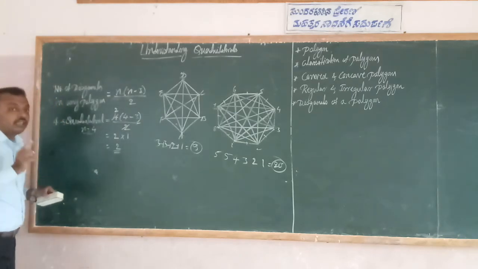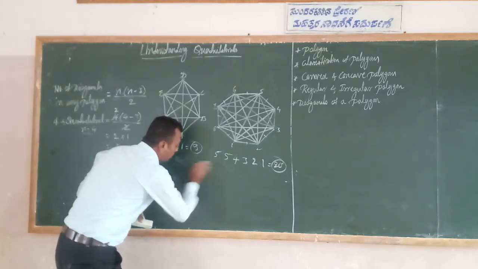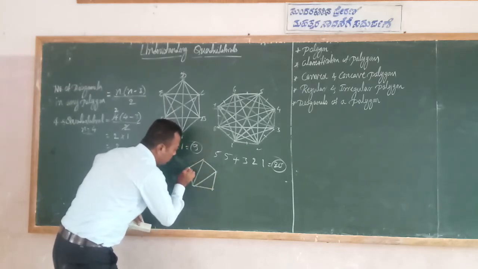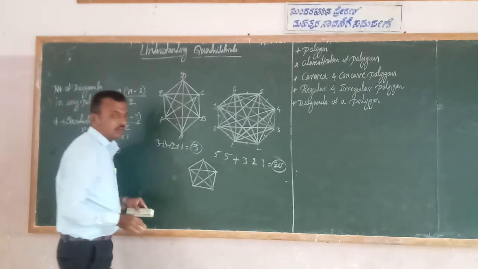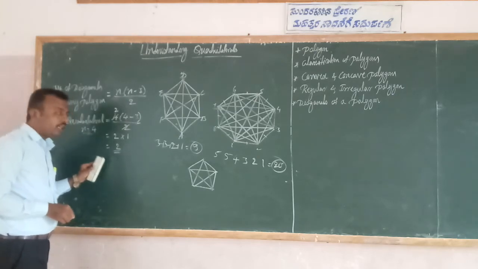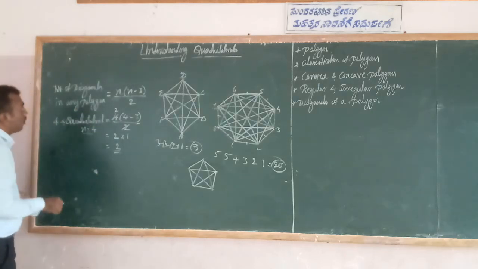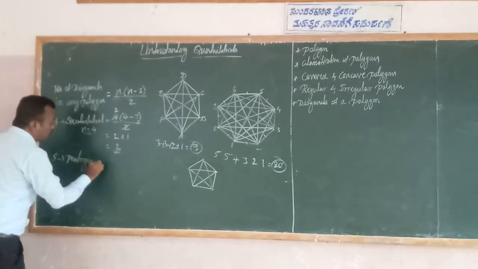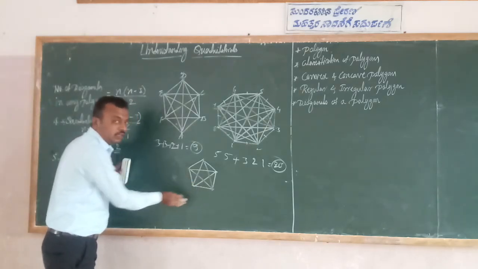Yes, like that, the pentagon. In the pentagon, how many diagonals are there? I will draw it here once more. 1, 2, 3, 4, and then 5. So there are 5 diagonals in the pentagon. Is it right? Now I will find it using the formula. A pentagon has 5 sides. So how many diagonals in the pentagon? 5. This is the logical and practical method, and now the mathematical one.